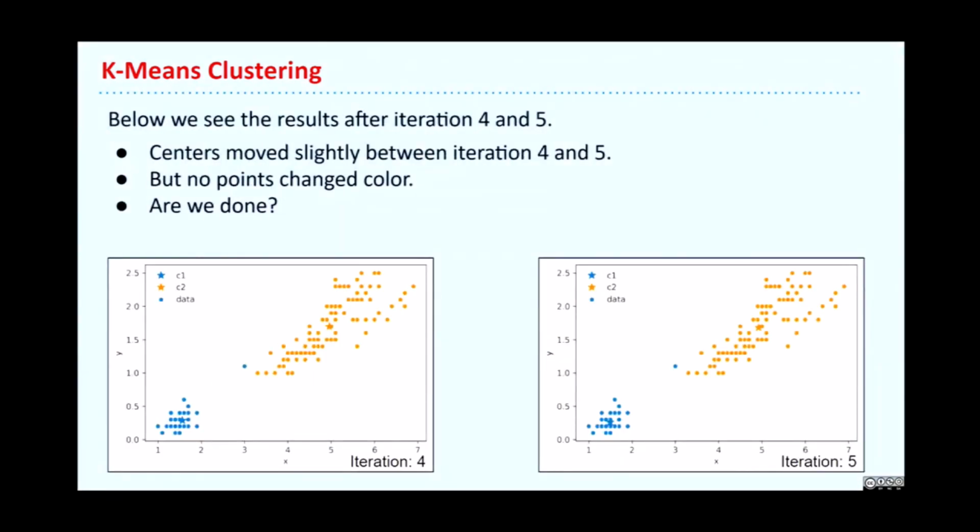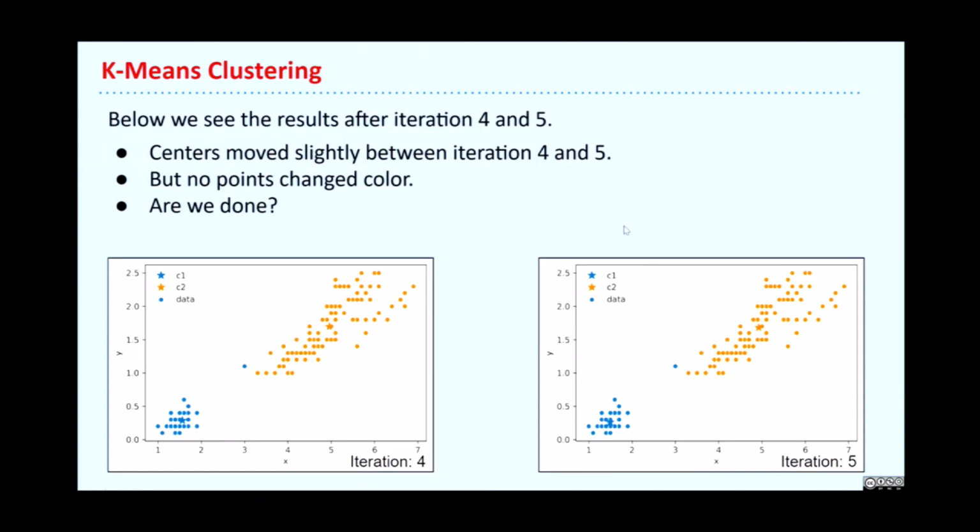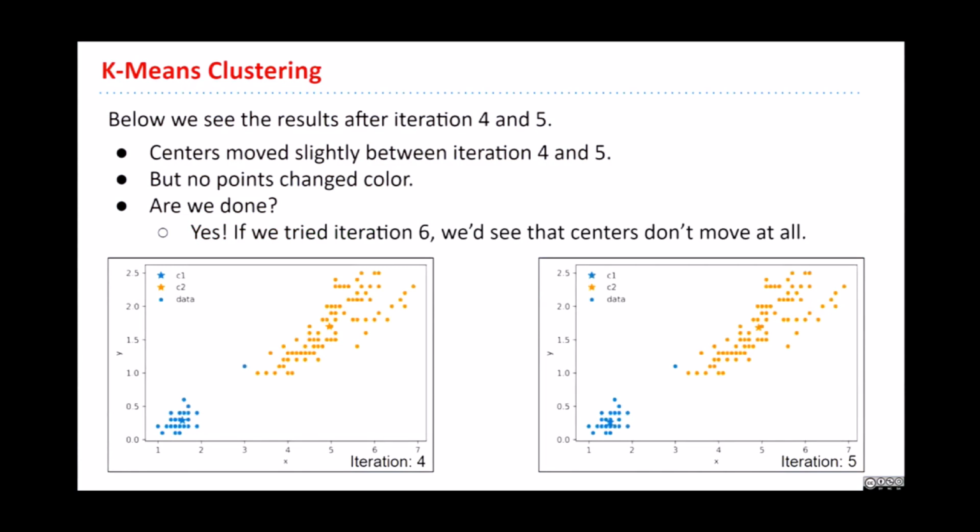So question for you. We see the results after iteration 4 and 5 here. The centers moved ever so slightly, but none of the points changed color. So do you think we are done? Okay. Are we done? All right. Turns out the answer is yes. And so the reason is, let's say we tried to do iteration 6.